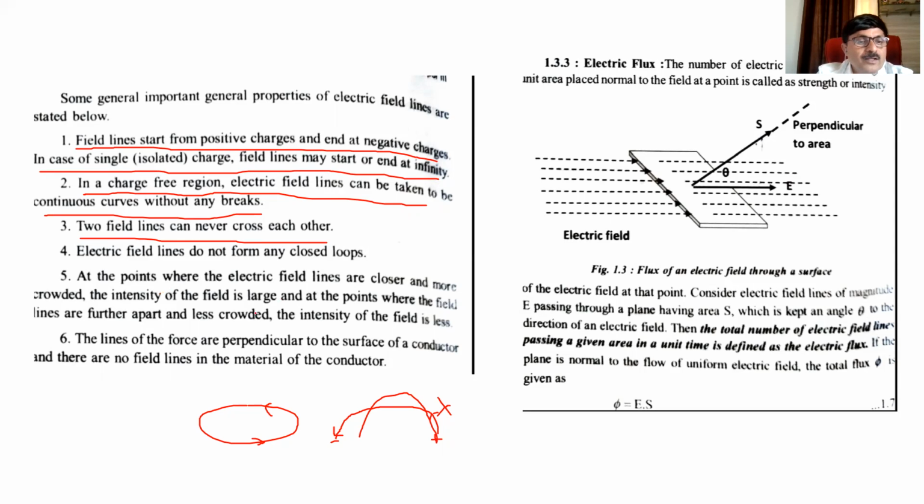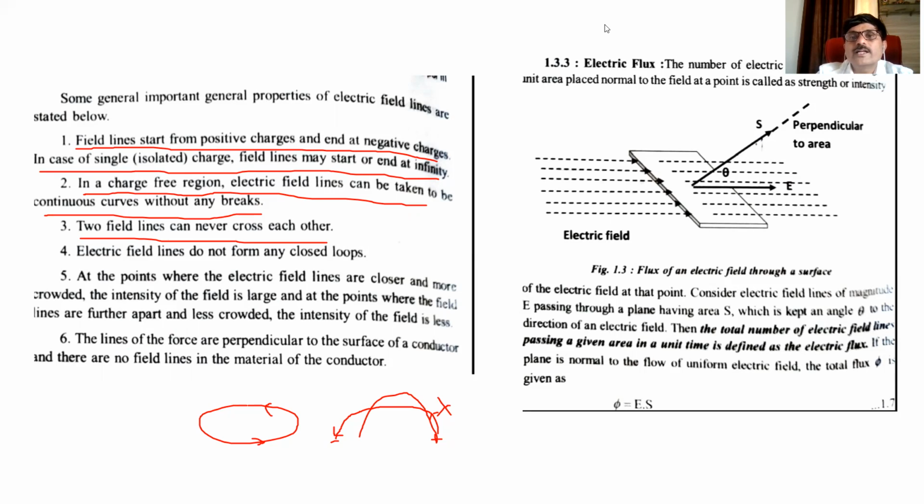The lines of force are perpendicular to the surface of a conductor, and there are no field lines in the material of the conductor. So electric field lines are not observed inside the material of the conductor, and these electric lines of force are perpendicular to the surface of the conductor. So these are the basic things that should be remembered while understanding the concept of electric field lines.